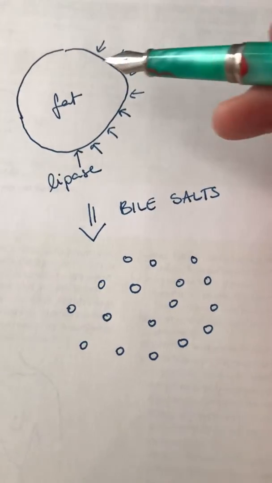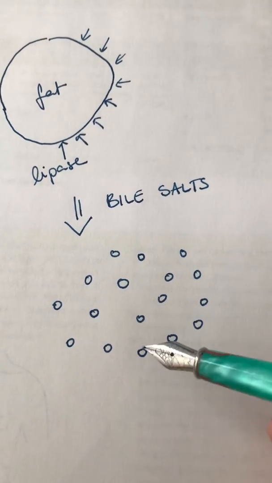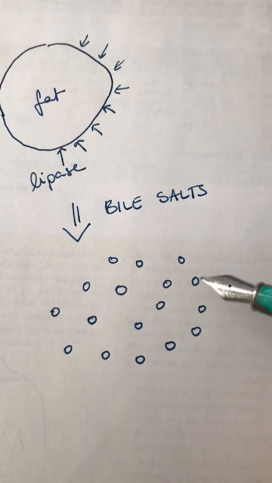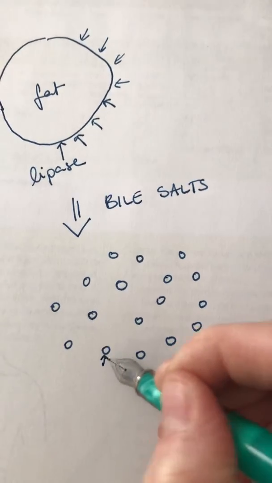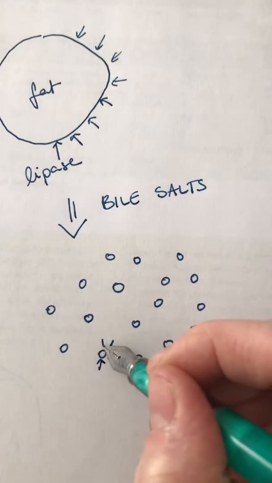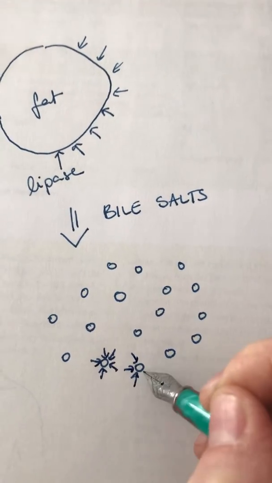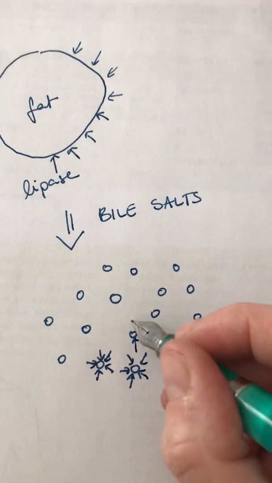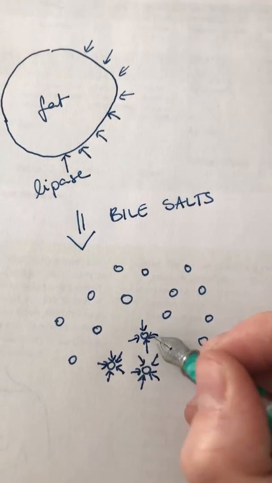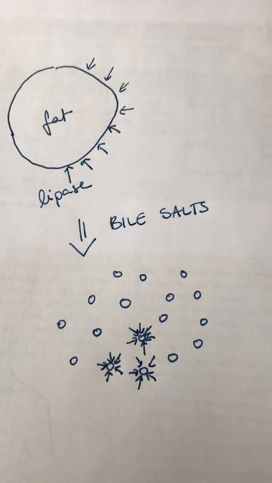Yeah, so the surface area here seems relatively big, but if we add up all these surface areas of every tiny droplet here, the surface area is now much bigger, which means that the lipase can now attack from all different sides, meaning that the lipase is going to be ever more efficient than it was before the addition of the bile salts. All right, okay, so I hope that makes sense.